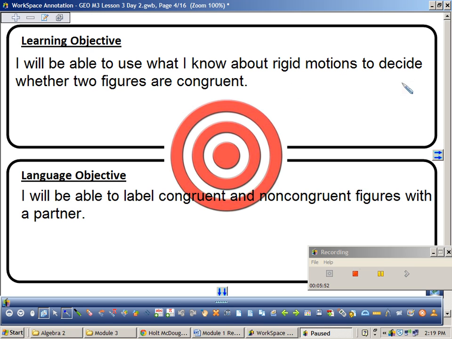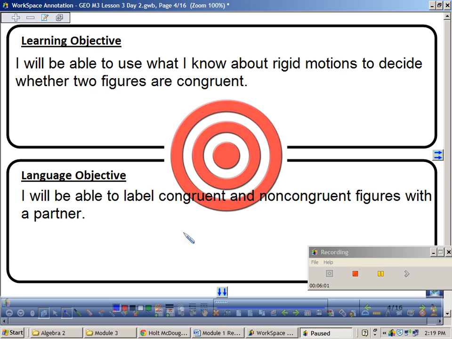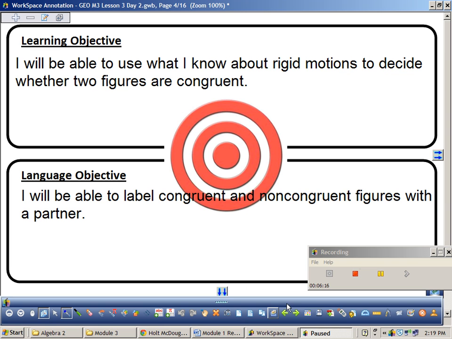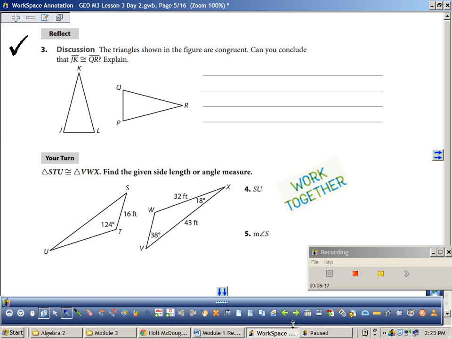All right, I will be able to use what I know about rigid motions to decide whether 2 figures are congruent. We know that rigid motions map onto congruent figures, correct? What's a non-rigid motion that wouldn't be congruent? A dilation. Good. I'll be able to label congruent and non-congruent figures with a partner. That's what we will be doing today.